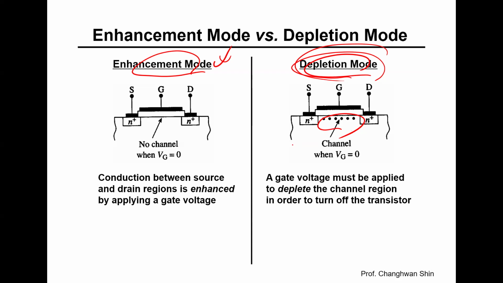So the diagram here shows the physical difference. In enhancement mode, there is no channel when gate voltage is zero, while in depletion mode, a channel exists naturally. So this fundamental difference in default state affects how circuits are designed and optimized, much like how the default position of a mechanical switch influences the design of the machine it controls.